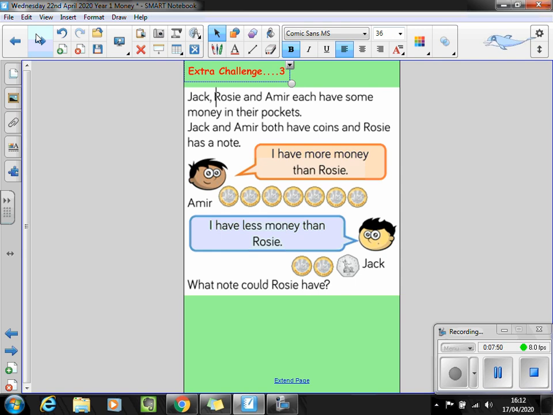Jack says, "I have less money than Rosie," and we can see underneath Jack that he has 3 coins. I wonder what those coins are and how much that is altogether. We want to know, what note could Rosie have? Talk to your adult again. Draw a picture. How are you going to explain your thinking?